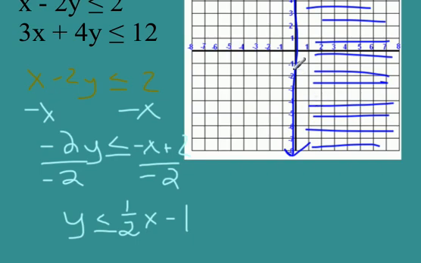So we're crossing the y-axis at negative 1, which is right here. And then I'm going up 1 and over 2, which is right here. So I'm going to have a solid line through those 2 points, and then I look at my inequality. So I am going to shade down. So that area right there is my overlapping region.